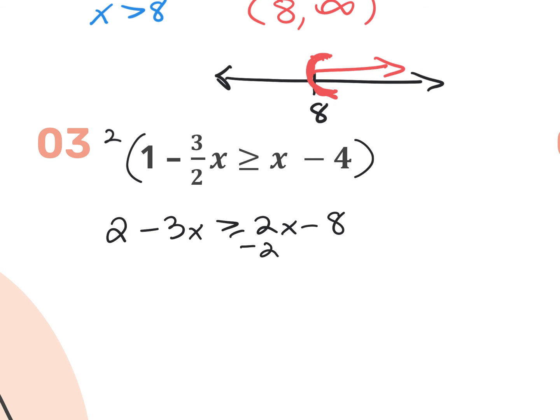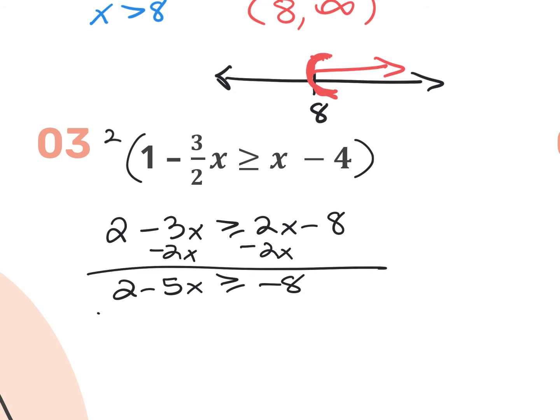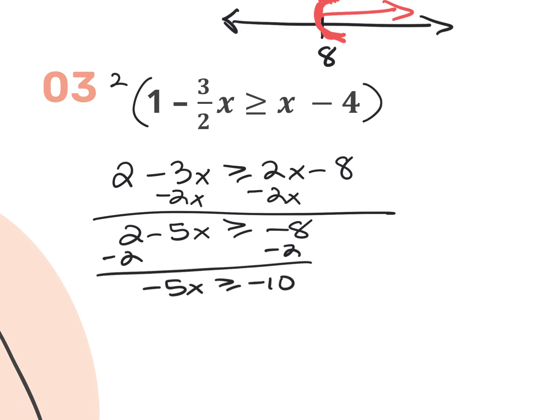I'm going to subtract 2x. I end up getting 2 minus 5x greater than or equal to negative 8. Subtract the 2. Negative 5x greater than or equal to negative 10. Now, when there is a negative number in front of your variable, and we're going to end up dividing or multiplying by a negative to solve, this symbol is going to flip around and go in the other direction. So I'm going to divide both sides by negative 5.